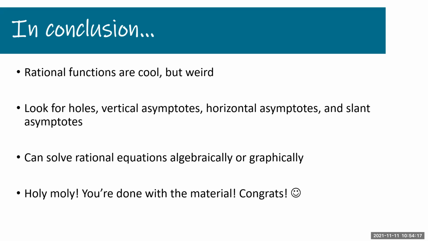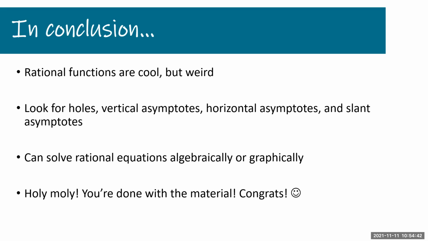So rational functions are really cool, but they're kind of weird. So there's some rules that you need to follow, some rules that you're going to unfortunately just kind of have to memorize. But you want to make sure that you look for holes, vertical asymptotes, horizontal asymptotes, and slant asymptotes. Remember, not all of those will exist in all graphs. The holes are where you have factors that cancel from the bottom. Vertical asymptotes are where the bottom equals 0, where it doesn't cancel off.